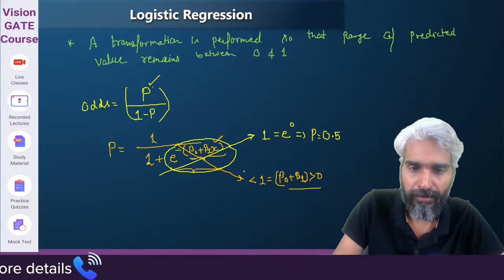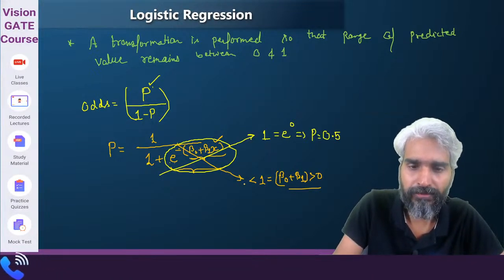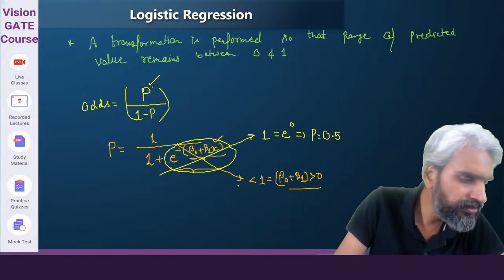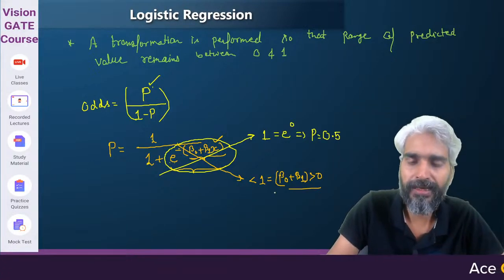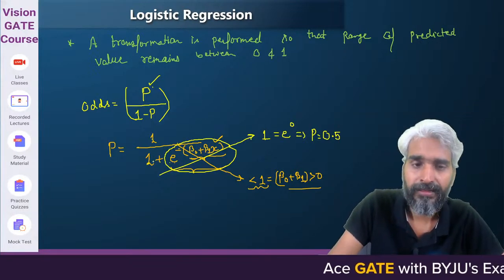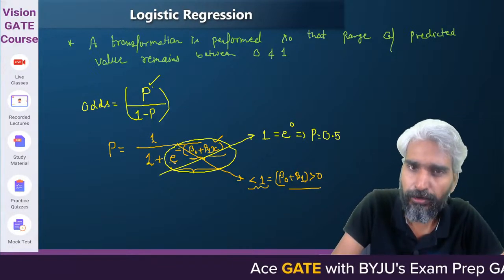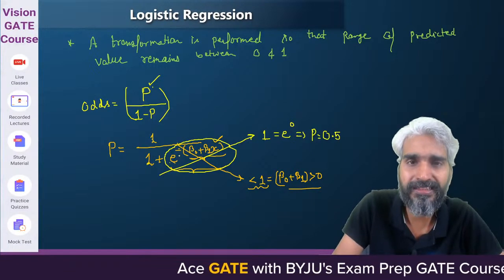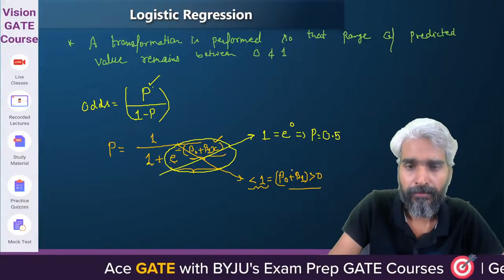This overall thing will be less than 1 or greater than 1? So this overall thing will be less than 1. So if this value becomes less than 1, then ultimately it will be 1 plus some value which is less than 1. So the denominator will be less than 2.